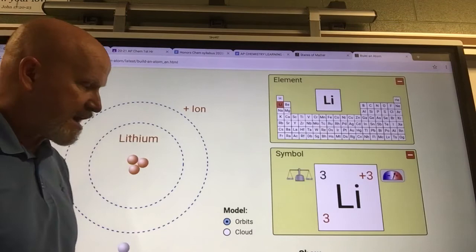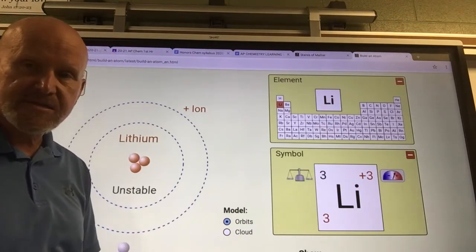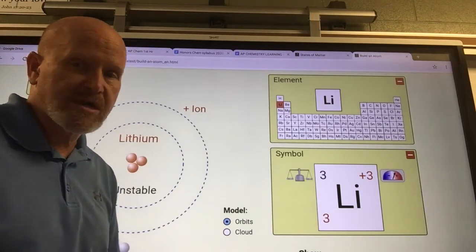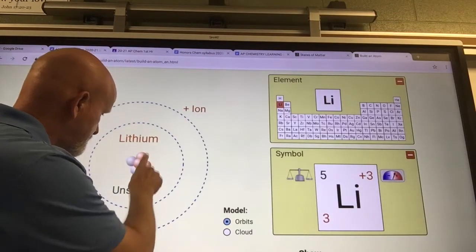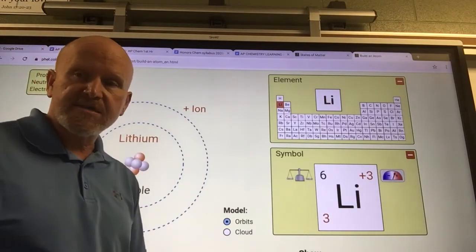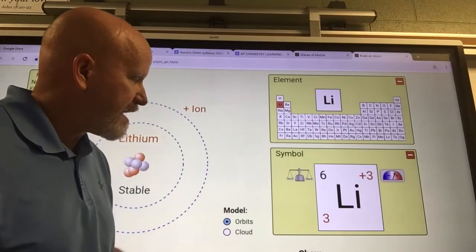Okay, so now we've got our 6 protons. It's not stable. We need some neutrons to glue that together. Let's put them in there. Okay, now I've got a stable nucleus. Take a look at what happened right there.